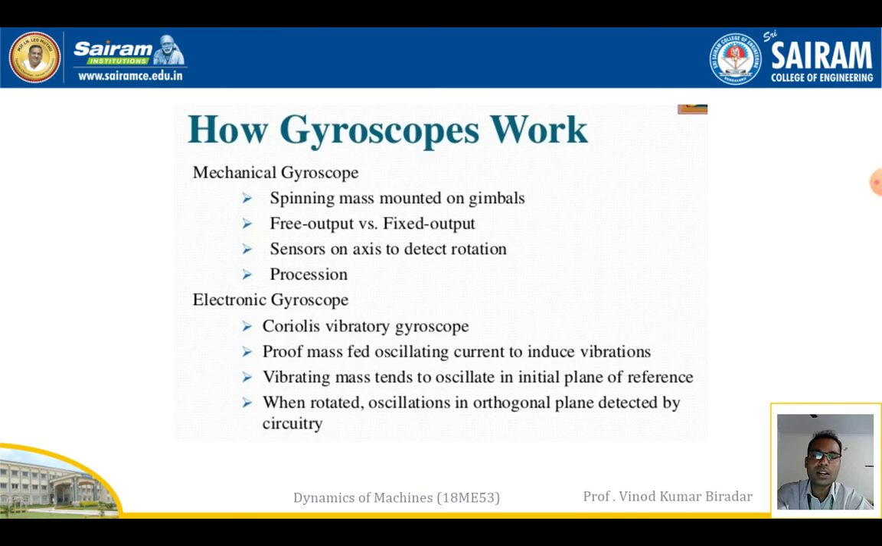Okay, so this is how the gyroscope works, according to the mechanical device. These are the elements we are going to use to work on the gyroscope effect. If you take the electronic gyroscope, coils and a vibrating gyroscope will be there. Proof masses are fed an oscillating current to induce the vibration. A vibrating mass tends to oscillate in the initial plane of reference. When rotated, there is a chance of oscillation in the orthogonal plane, detected by the circular array.